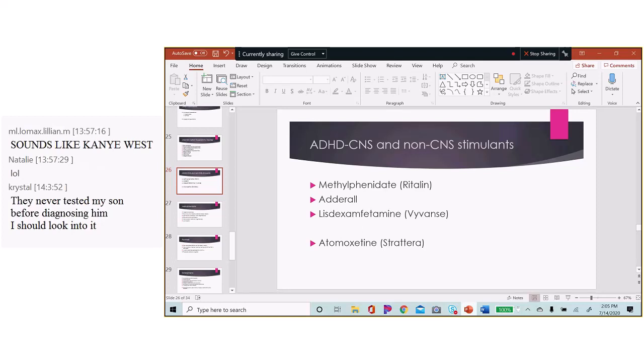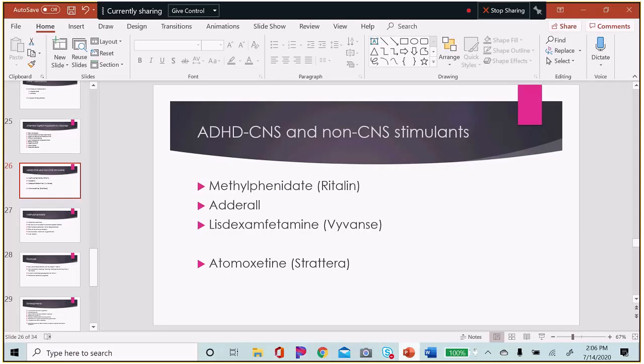ADHD medications are usually central nervous system stimulants versus non-stimulants. The one we're going to talk about is the first one, methylphenidate, which is Ritalin. Adderall and Vyvanse are also CNS stimulant medications for ADHD that are typically given when children get older. I've seen Adderall and Vyvanse used more in adult populations, but that can be either. Strattera is a non-CNS stimulant medication that can be used for adult onset ADHD.